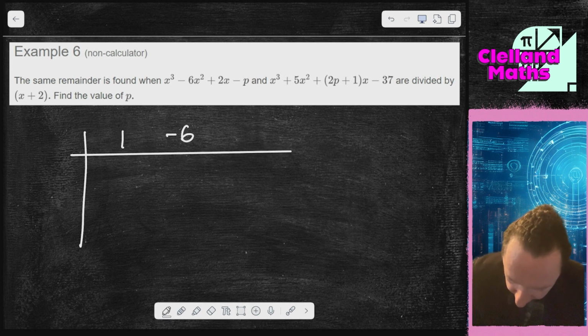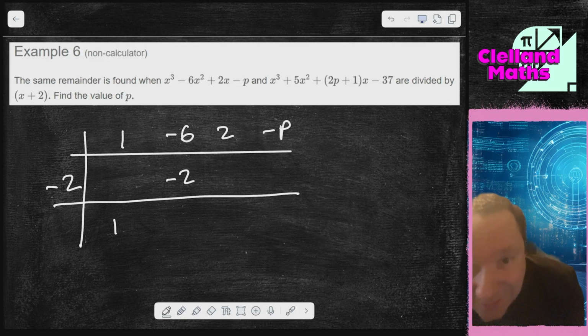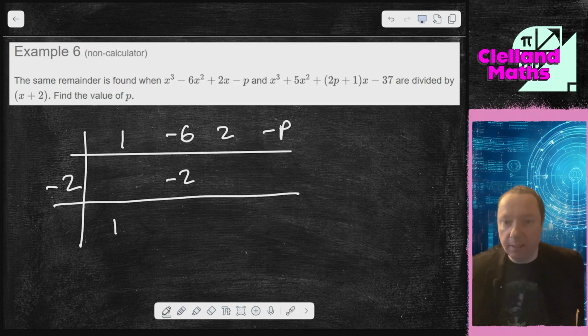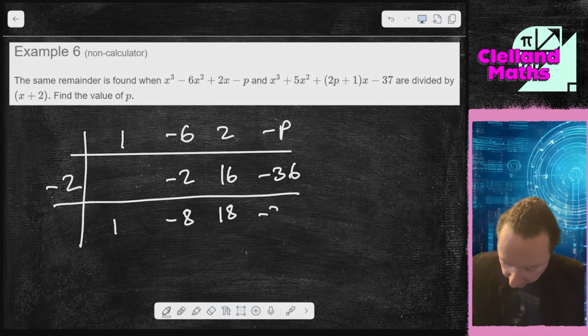1, minus 6, 2, minus p, and we're subbing in minus 2. 1, minus 2, minus 2 take away 6, minus 8, 16, 18, minus 36, minus 36, minus p. So there's our first one.